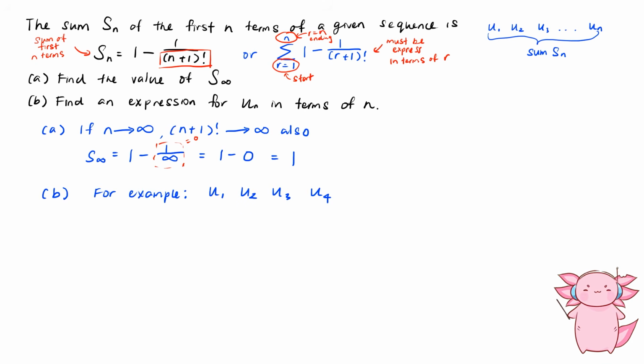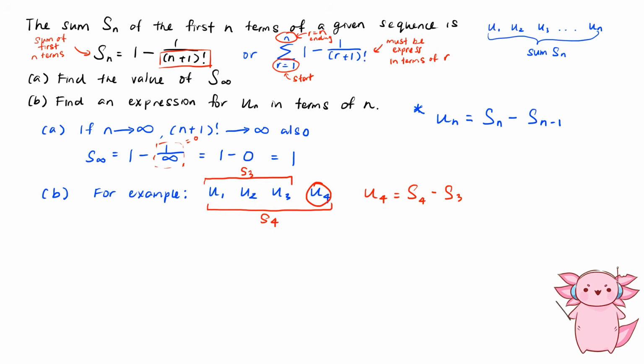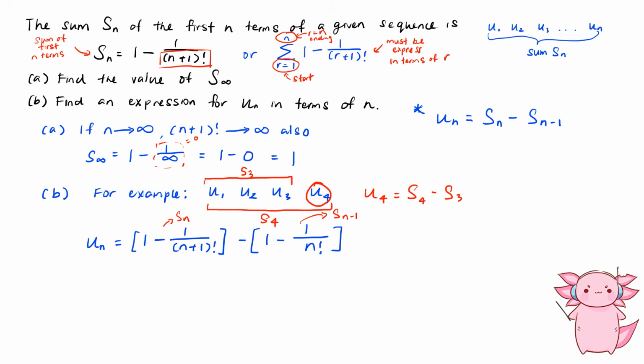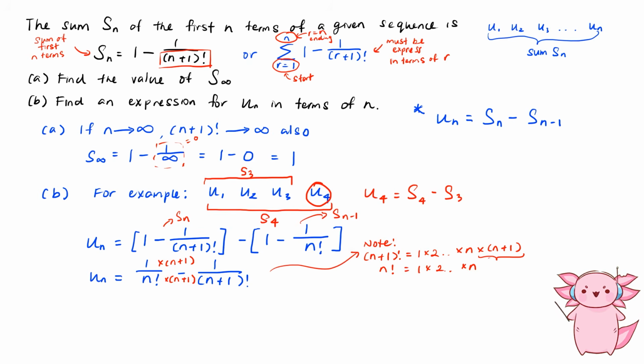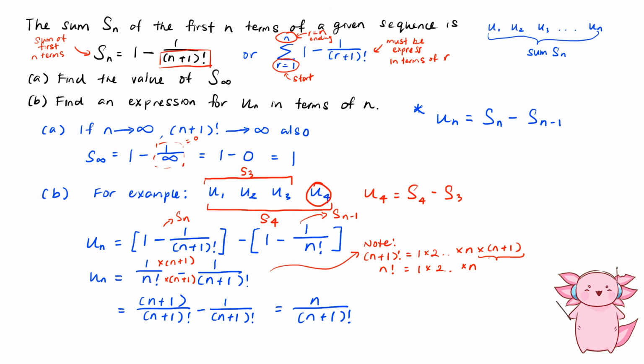So imagine if we want to find the value of u4, we can just take the sum s4 minus s3. So similarly, if we want to find un, we can take sn minus sn minus 1. So putting that into our expression, we can get something like this. Then the next step is to try to combine these two fractions. So for n factorial, we can multiply the top and the bottom by n plus 1 to get the denominator to be n plus 1 factorial. Then the final answer is just n over n plus 1 factorial.